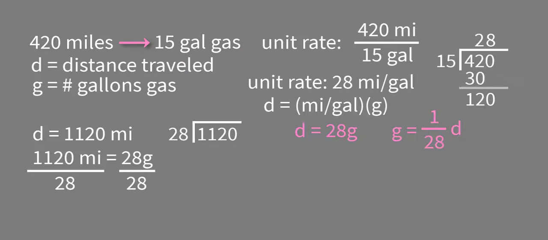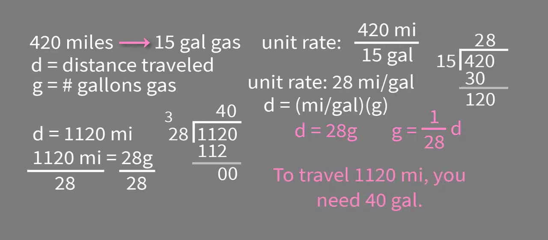1,120 divided by 28. How many times will 28 go into 112? Let's try 4. 8 times 4 is 32. 2 down, carry your 3. 2 times 4 is 8 plus 3 is 11. Subtract, you get 0. Bring down your 0. 28 will go into 0 0 times. So to travel 1,120 miles, we would need 40 gallons of gas.